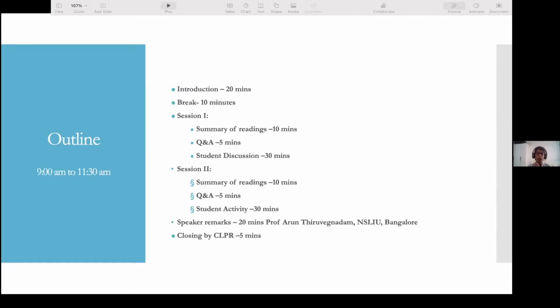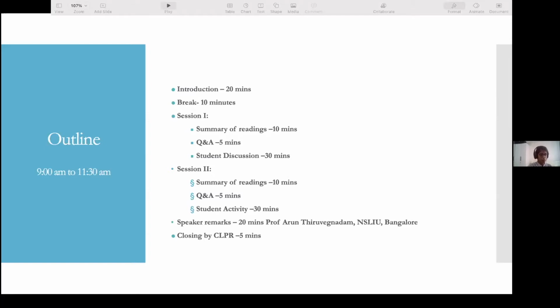This will be followed by part 2 of session 2, which will once again take you through a summary of reading set 2. We will have a short Q&A. If students have any questions, please feel free to ask, followed by a student activity for 30 minutes. After this, we will have Professor Arun Thiruvengadam, professor at NLSIU Bangalore, talk to us about constitutional founding moments in US and India. And he's actually given us a case for students to go through. So he will be using that case to articulate his points, followed by a short closing where we sum up the discussion and we end the session with that.